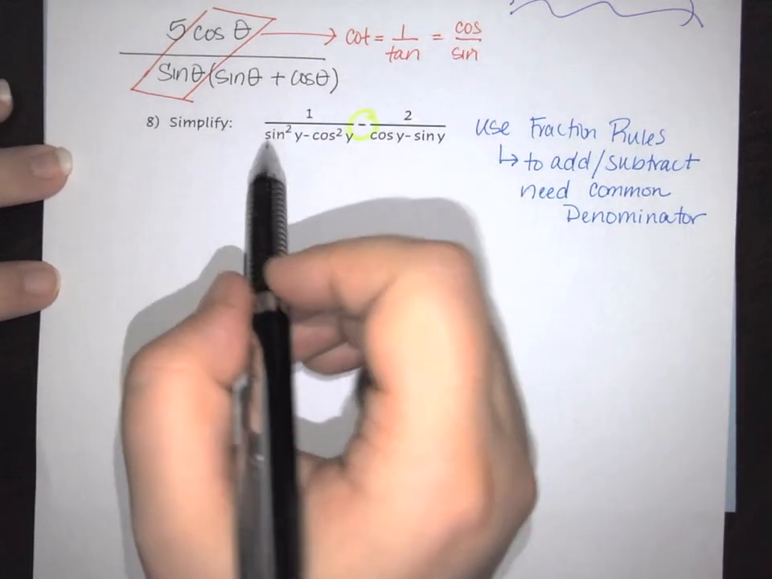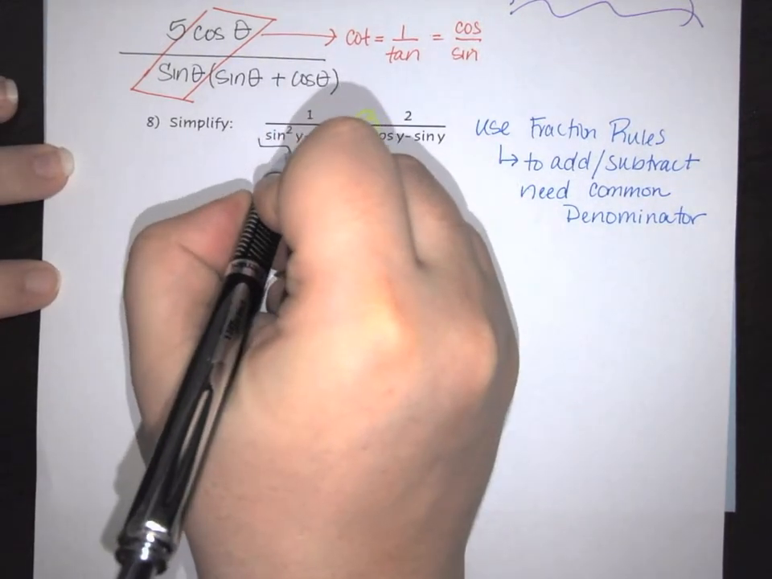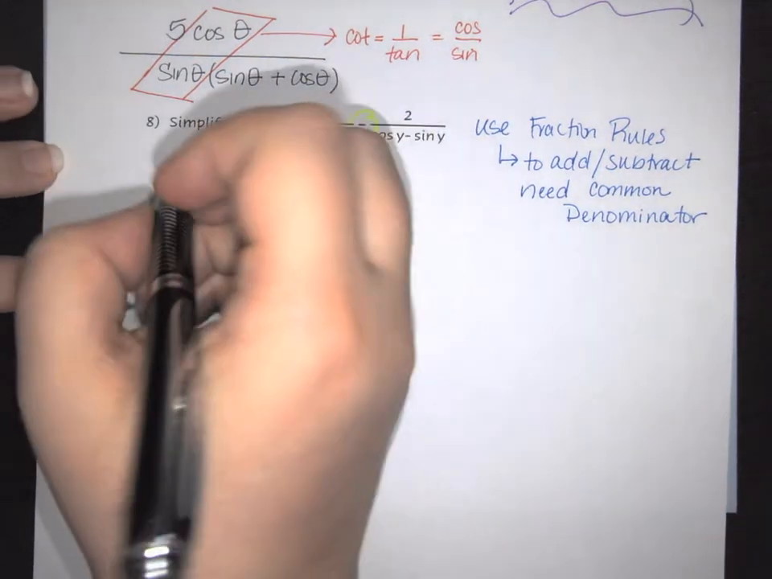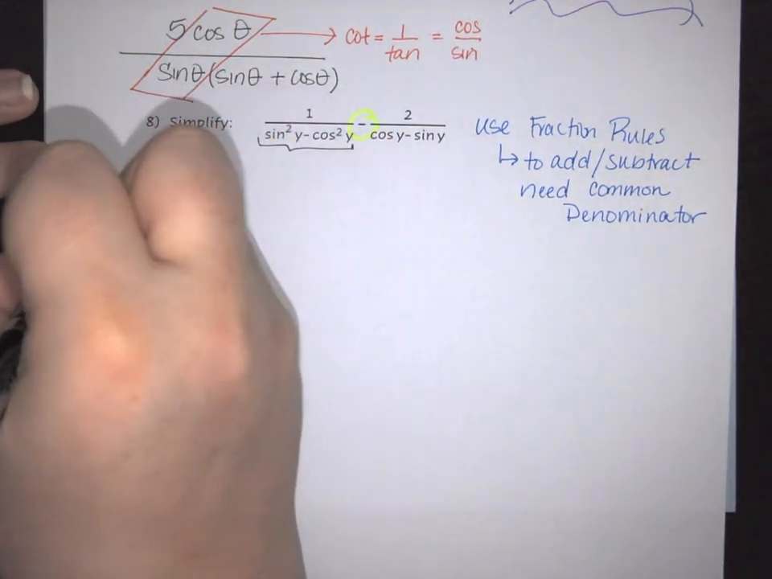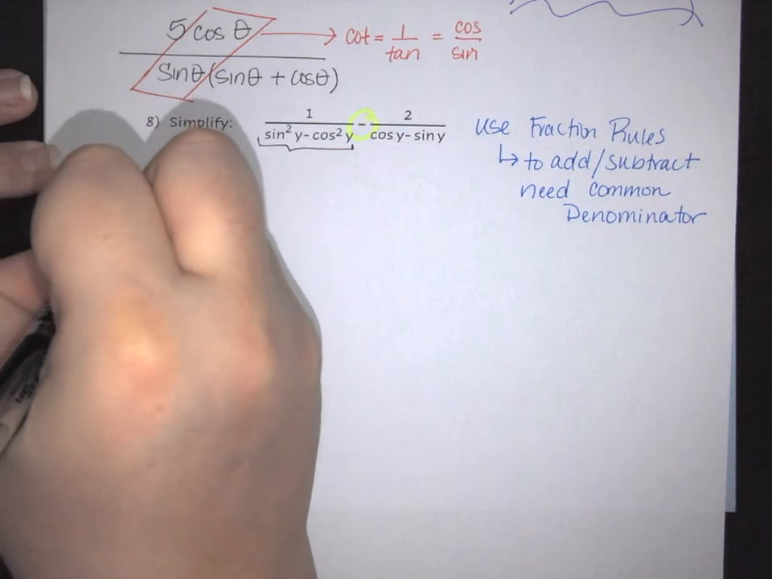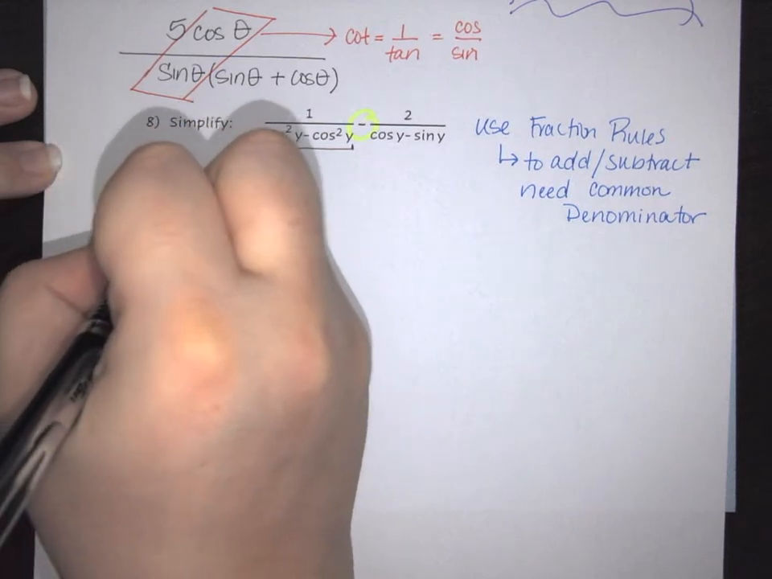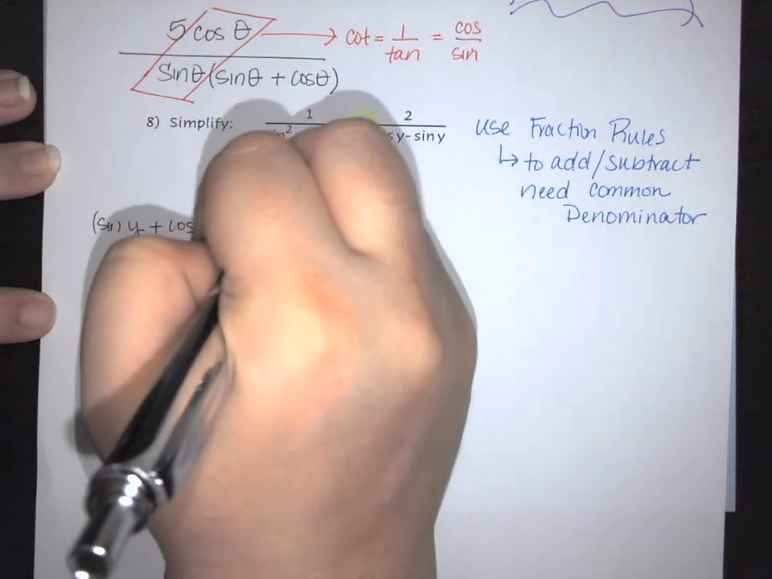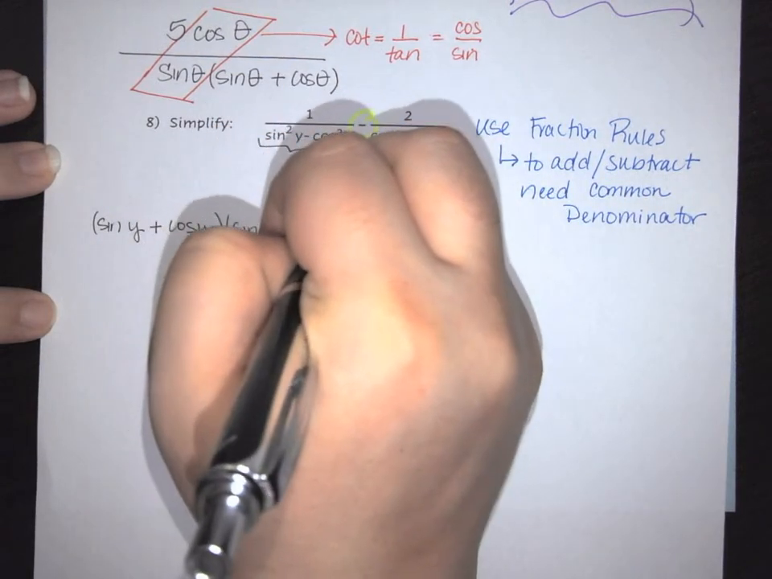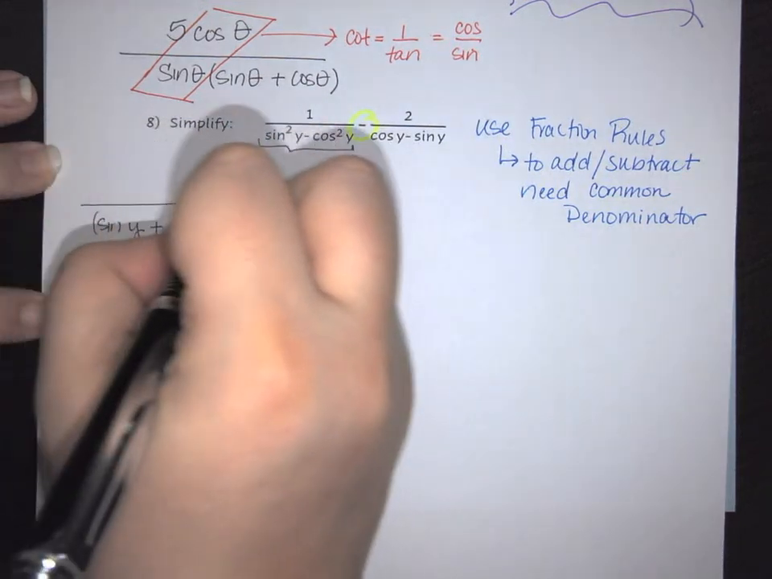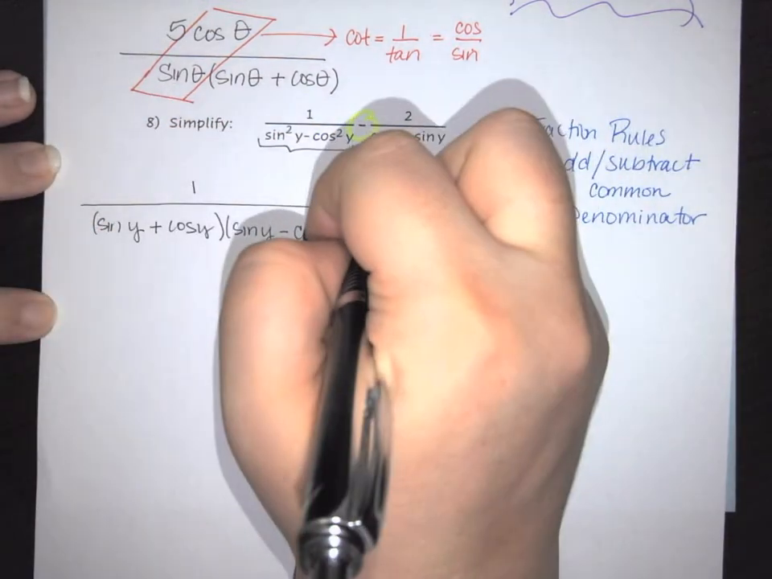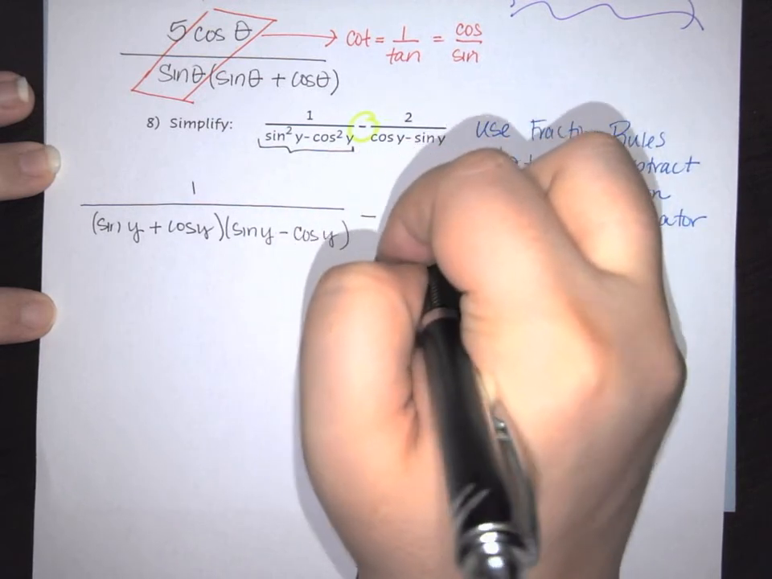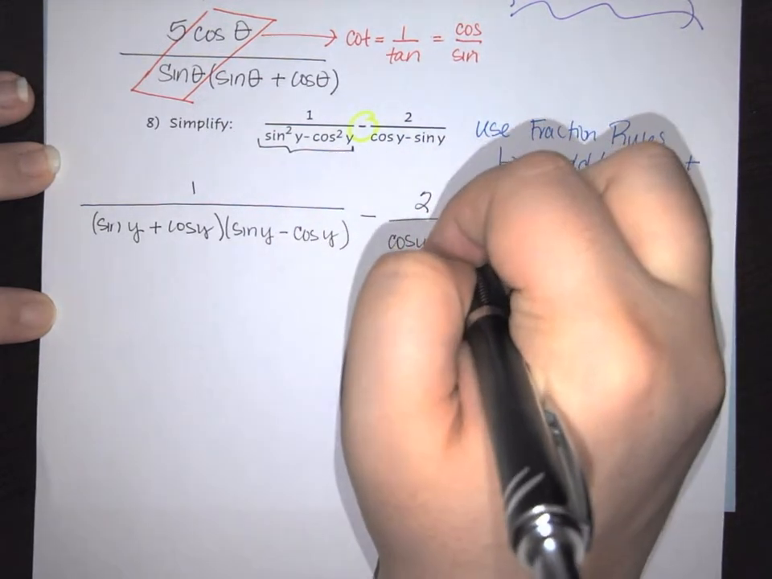So I have right here a difference of squares. And so I'm going to rewrite my fractions so that I have sine of y plus cosine of y times the sine of y minus the cosine of y. And this is my first fraction. And I'm subtracting away 2 over cosine of y minus the sine of y.